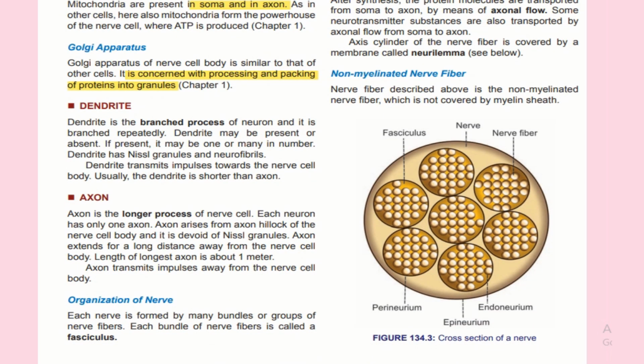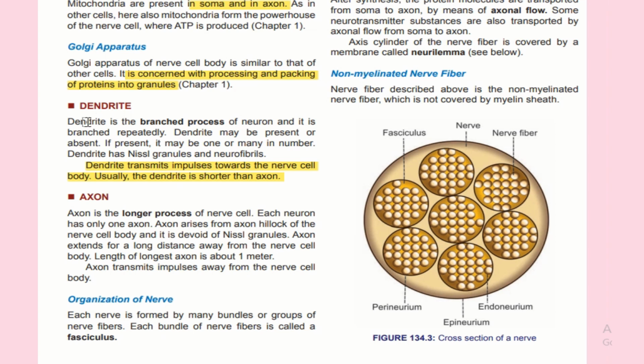Then we have dendrites. A dendrite is a branched process of the neuron and it is repeatedly branched. Dendrites may be present or absent. If present, there may be one or many. Dendrites have Nissl granules and neurofibrils, so they can be present or absent in the neuron. Dendrites transmit impulses towards the nerve cell body. Usually the dendrite is shorter than the axon. So this is an important point to remember.